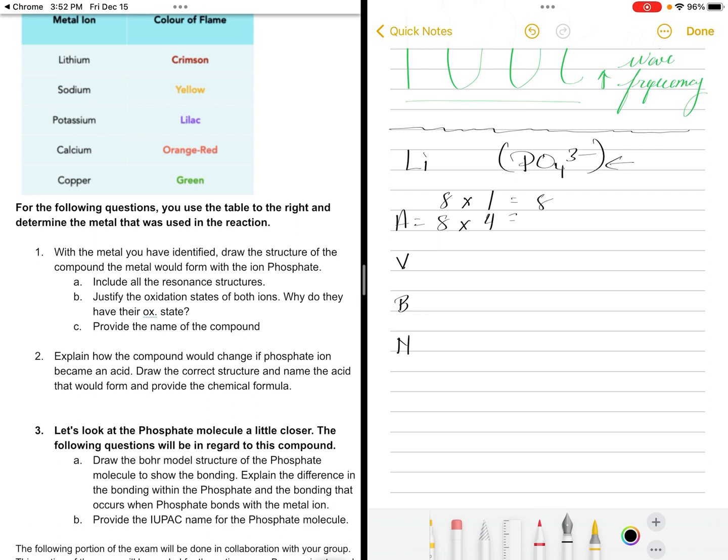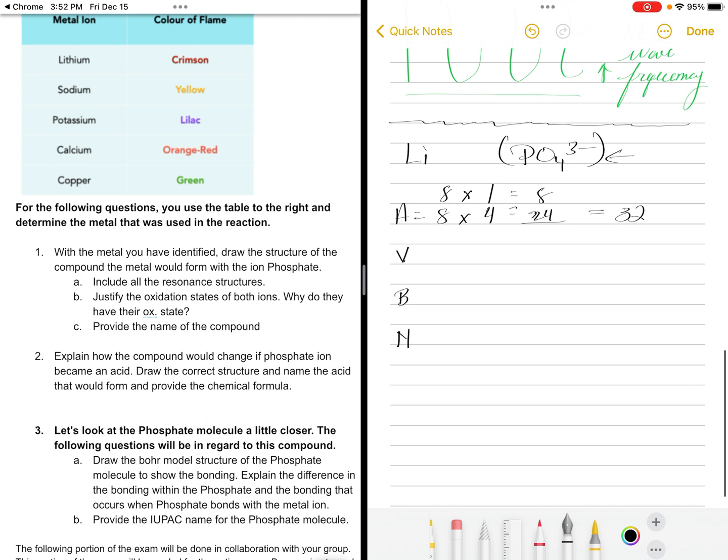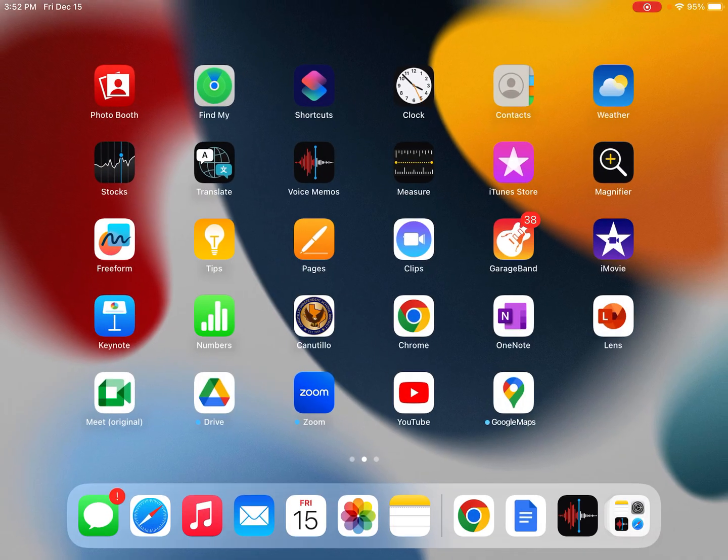This gives me 8, this gives me 24. If I add them all up, I should end up with 32. 32 spaces. Sorry, that's incorrect. 32 plus 4, that's 40. See? Even I make mistakes. So that's 40 spaces available.